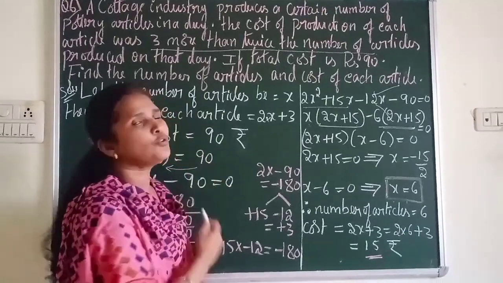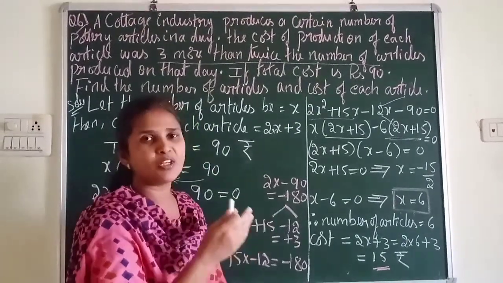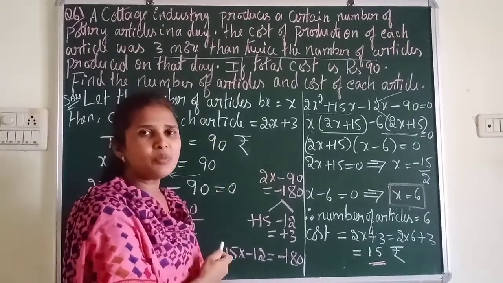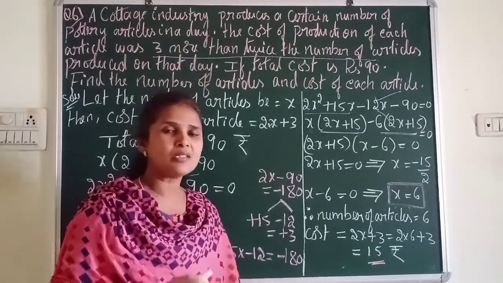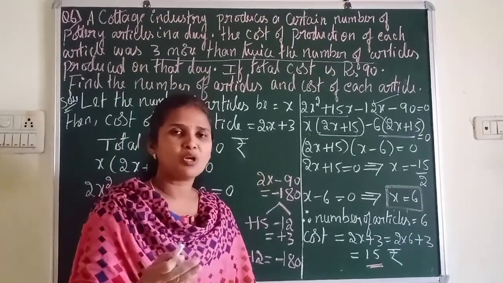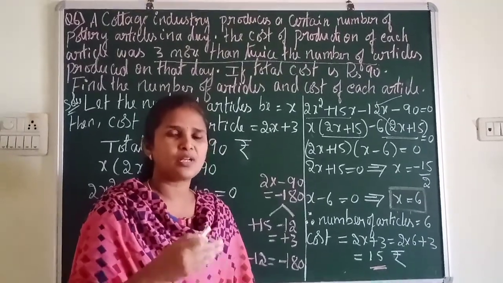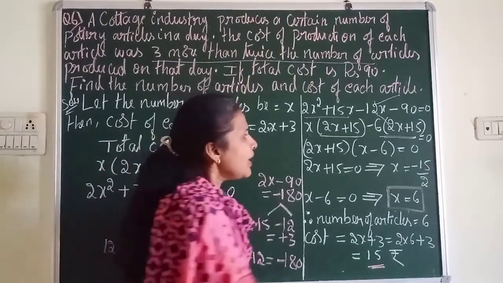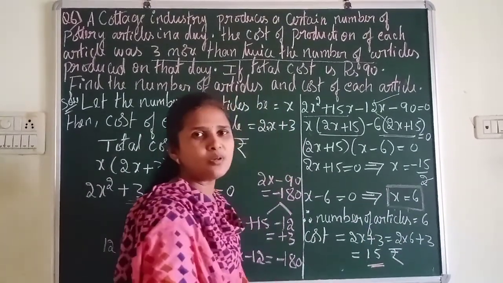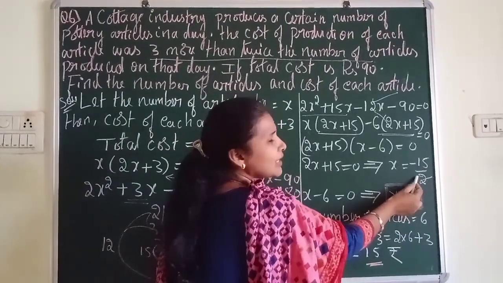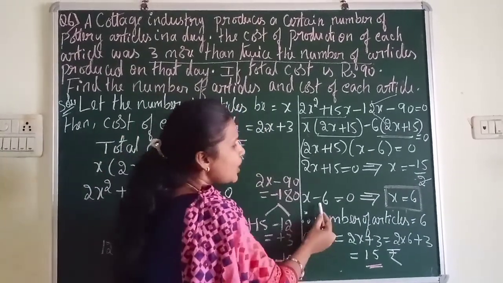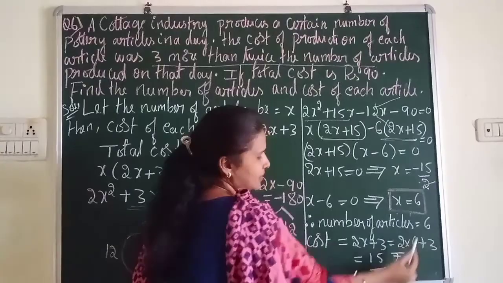Now, what I assumed here, this is very important. When you want to conclude, you have to see what the question is. What I assumed here is the number of articles. Think once, can you count the number of students, the number of articles or anything in a negative way or in a fraction? No, children. So here this is a fraction and also negative. So I cannot consider this x as the number of articles. So the number of articles will be 6.